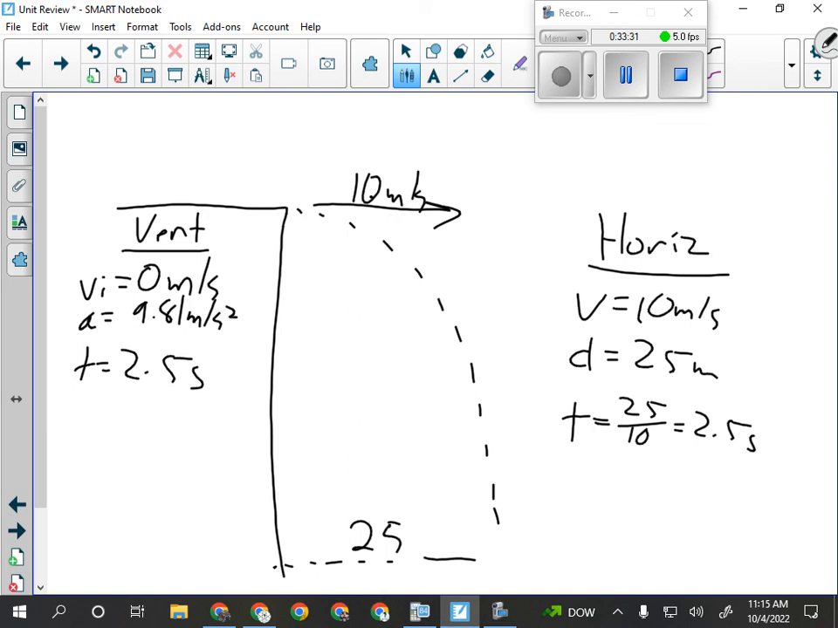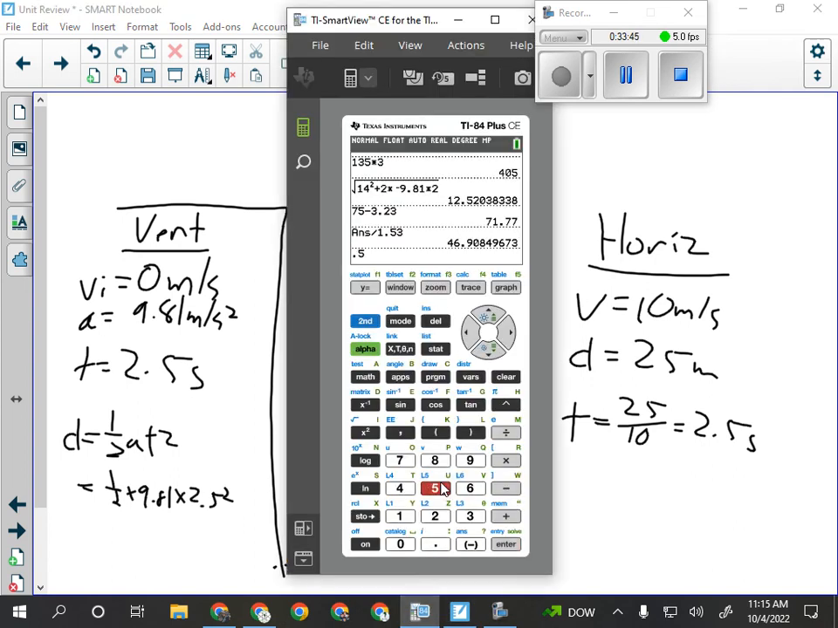All right, now I can calculate the height of the cliff, 1/2 a t squared, because vi is 0, I'm not even going to bother to write it. Okay, so 1/2 times 9.81 times 2.5 squared. All right, the cliff's 31 meters high.